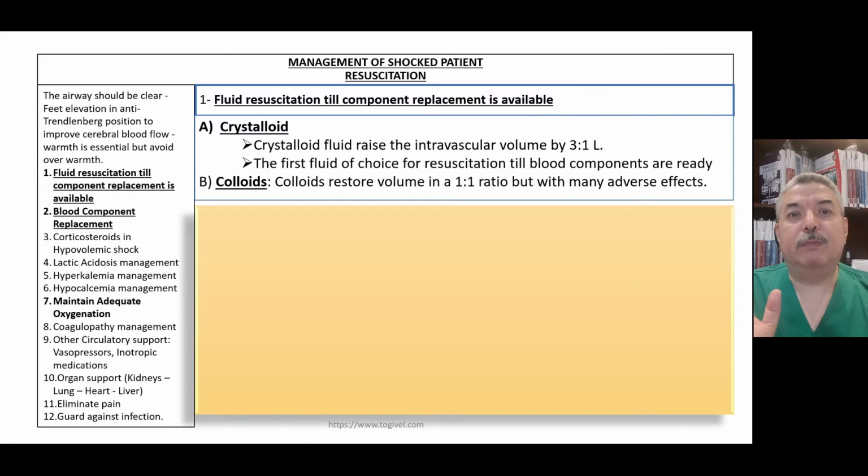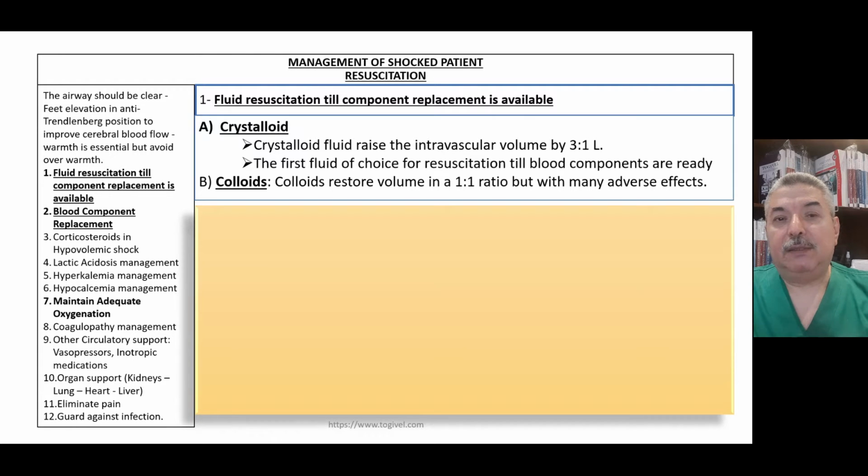Fluids are no replacement. We have to have this very clear in our minds. Fluids are no replacement. Fluids are resuscitation. What is the difference? I'm not replacing anything with fluids. The patient lost blood, she did not lose fluids. So losing blood means that I replace with blood. But I'm resuscitating physics. I am maintaining the volume in order to maintain the cardiac output.